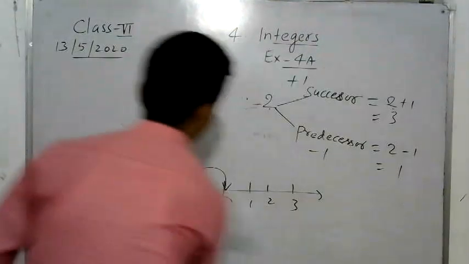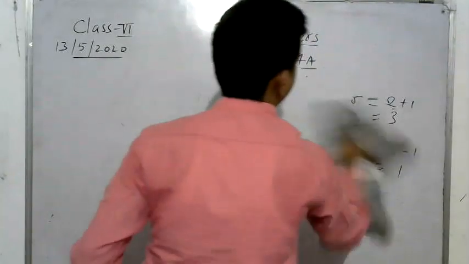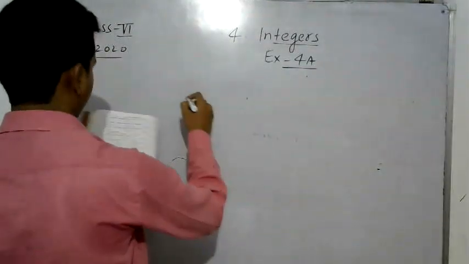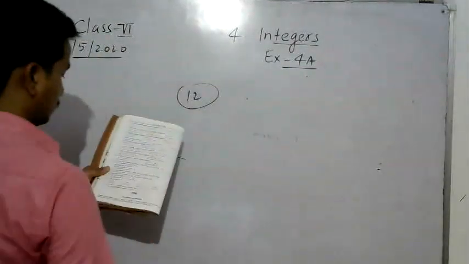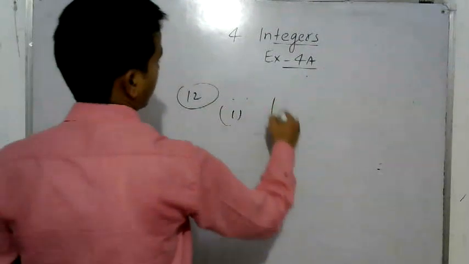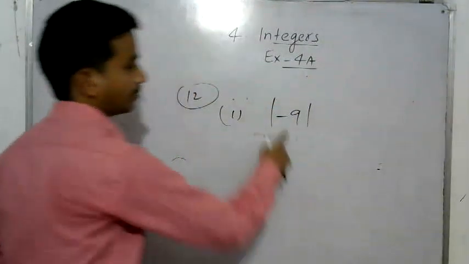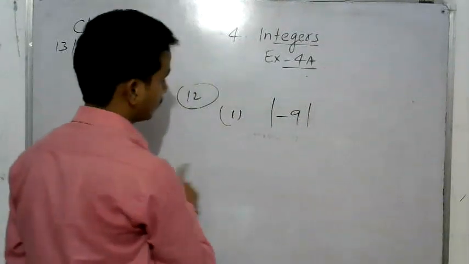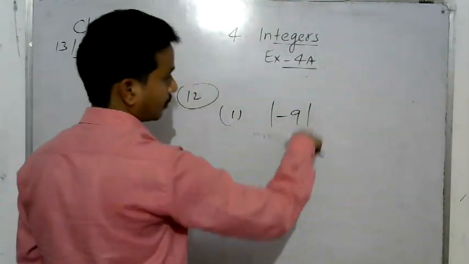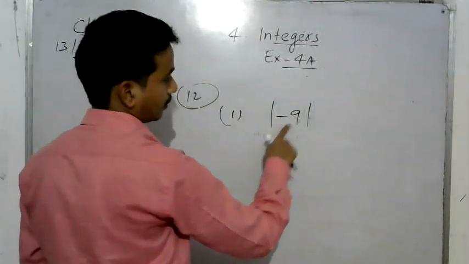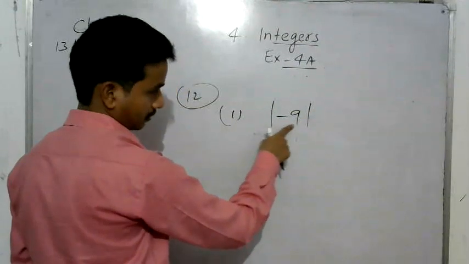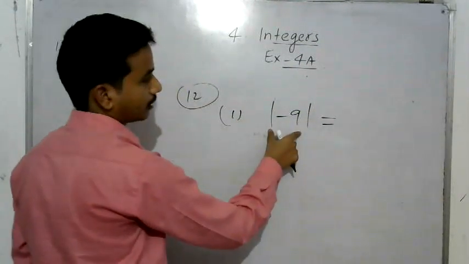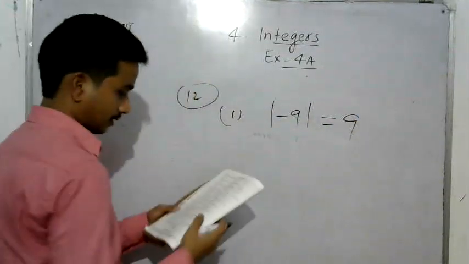Now we will see question number 12. Question number 12, part first. What is the absolute value of minus 9? You know that what is the absolute value? Absolute value of a negative integer. This mod makes the negative integer positive. So absolute value of minus 9 is plus 9.